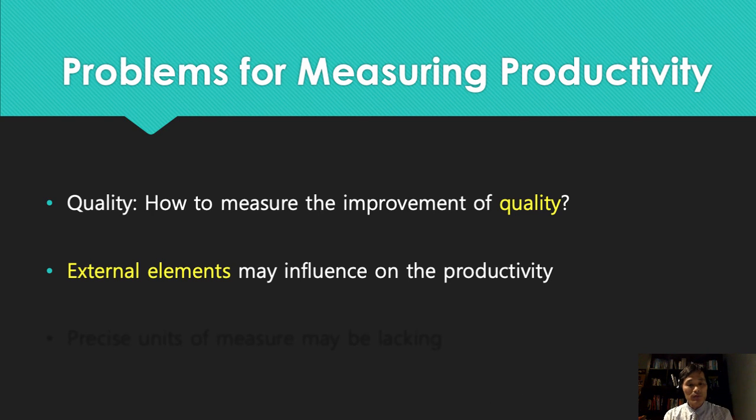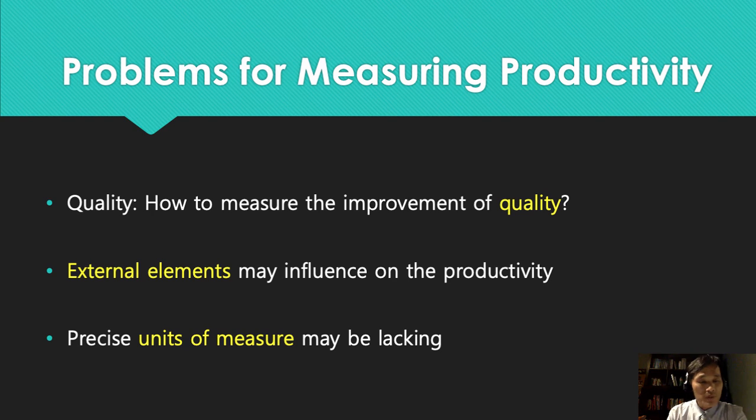The third problem is that a precise unit of measure may be lacking. When it comes to knowledge work, it is difficult to define the units of measure. It may not be a matter of writing a report, but the quality of the recommendations to the clients or the problems. So in this knowledge work or other intangible work, it's quite difficult to measure the units of productivity. So please remember that the productivity measure is not a perfect one.